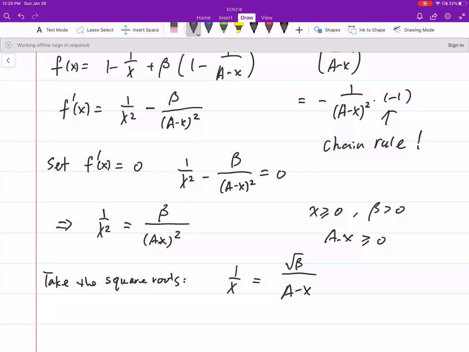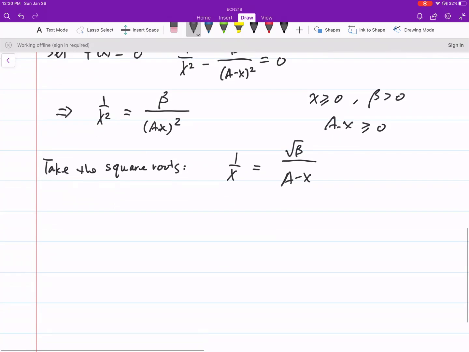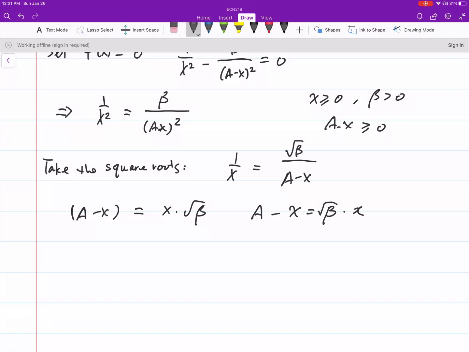Different equations are solved differently, so we just need to be very observant about how to solve this. Now we have fractions, so we're going to do the cross product. What it means is that you multiply a minus x on both sides and then multiply x on both sides, and we're going to have x times root beta like that. And then we try to collect like terms. Just be very careful. So we will have 1 plus root beta times x is equal to a. And x is equal to a over 1 plus root beta.